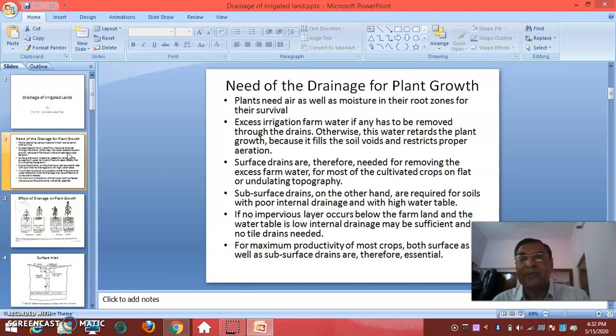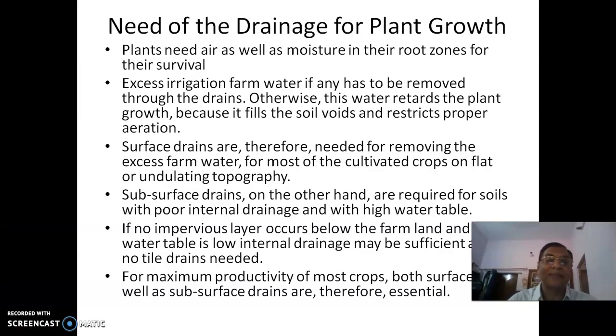You can see the need of the drainage for plant growth. This is very important. How we are discussing, plants need air as well as moisture in their root zones for their survival. It's not that you need only water. You need some aeration for the root zone. So if you are submerging the entire subsoil under submerged conditions, the plant will not survive. Of course, you can ask, how is rice surviving, sir? No, it aerates through its tubes, though all the voids are filled with water.